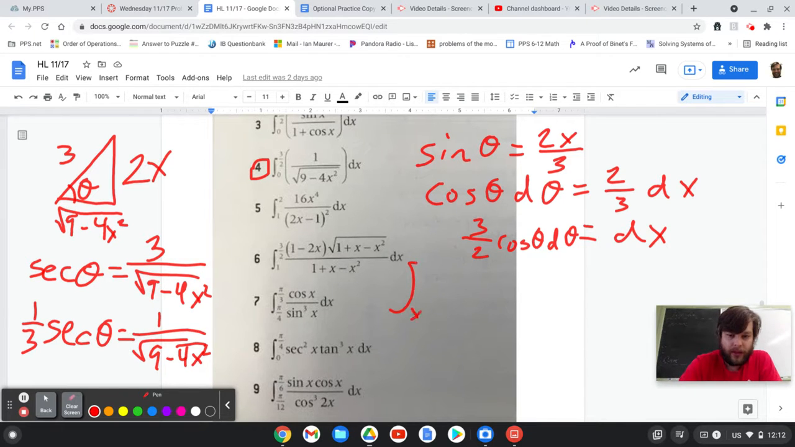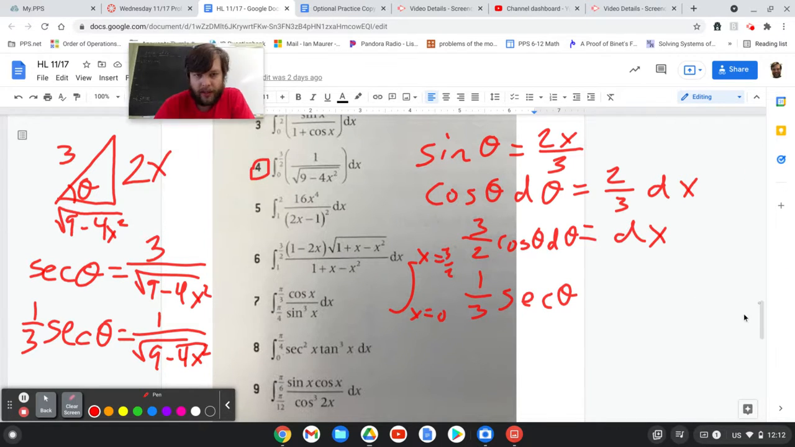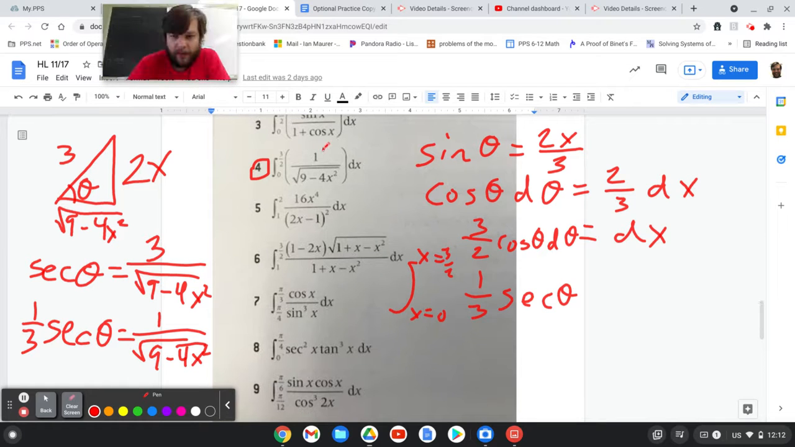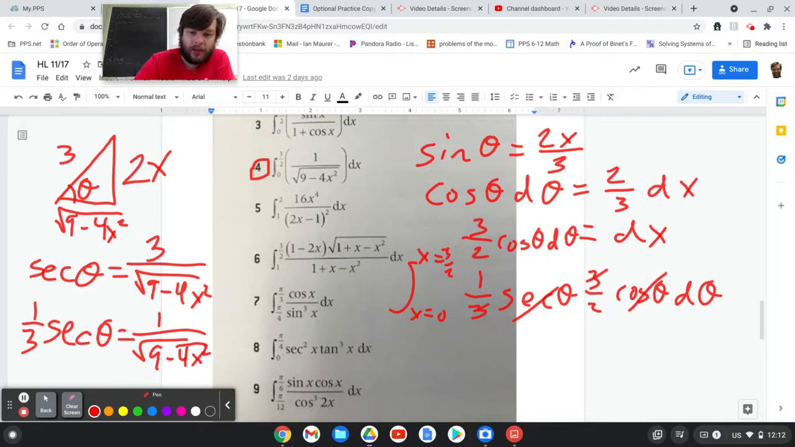So we have from x equals 0 to x equals 3 over 2. The integrand we said was 1/3 secant theta. And then the dx can be replaced with what we just solved for, 3 over 2 cosine theta d theta. This is really nice because the 3's can cancel out. And in fact, secant is 1 over cosine, and so secant and cosine can cancel out. So you just have a 1/2. So our antiderivative is 1/2 theta.